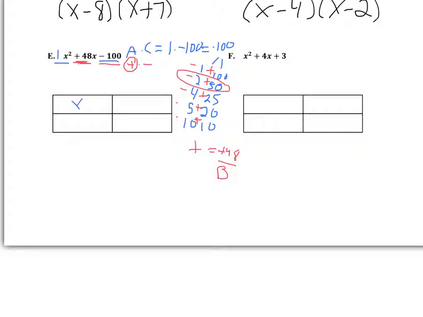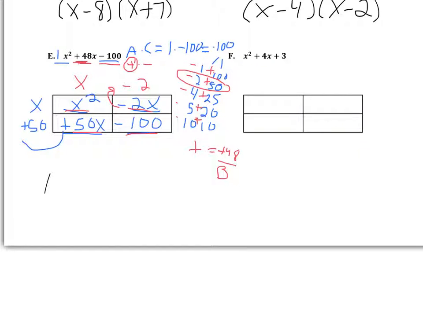So if we fill it in, x squared, minus 2x, plus 50x, because 50 minus 2 is 48x, minus 100 is our constant. X squared and -2x is x, divided by 50 here, and that's a positive 50. And then we're going to look at x squared and 50x, well that's x, -2x and 100 is 2, and then because this is negative, so is this. So it's x plus 50 times x minus 2.